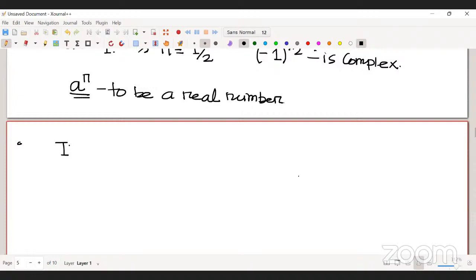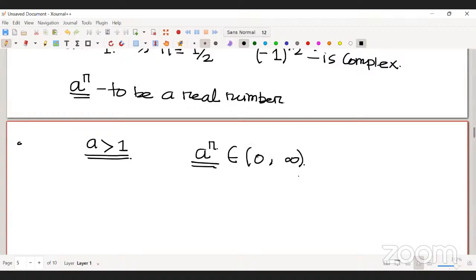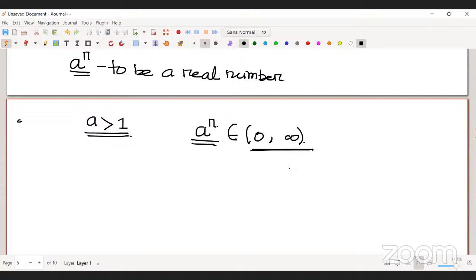So my first question is, suppose a is a real number greater than 1. What are the possible values of a power r, if r varies over all real numbers? All positive numbers, correct. So it cannot be 0, and it cannot be negative. Whatever value it gives, it will certainly lie in this interval, 0 to infinity.